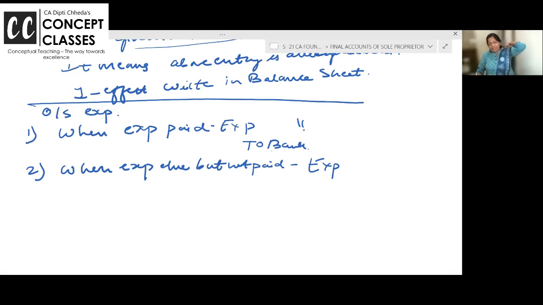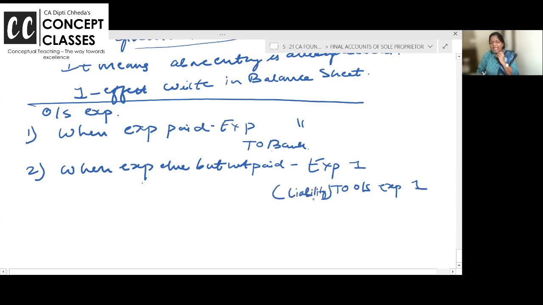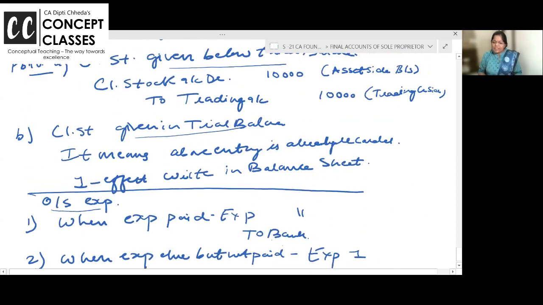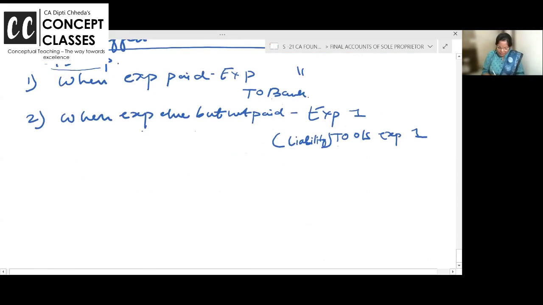ये डायलॉग सुना है आपने? Matching rule, accrual concept. Expenses for the year should be debited in the P&L account. So 1 rupee is due but not paid. Now can I put it in the outstanding expense as a liability? ये लिखो, ये लिखने से ही clarity आएगी. When expenses are paid, expense to bank. When expenses are due but not paid, expense to outstanding expense. So with this concept, let us work out 11th problem now in class. Okay?